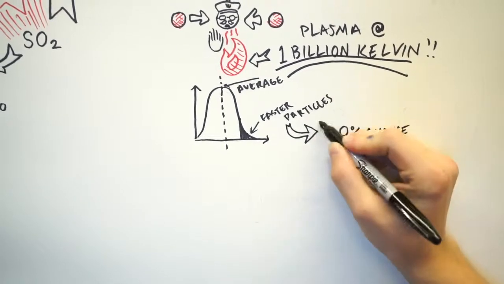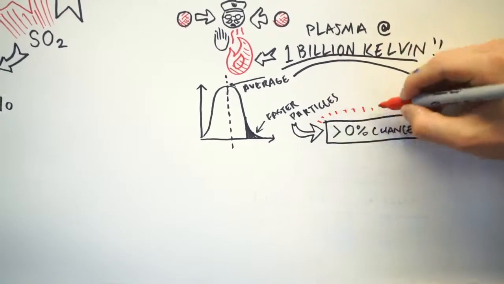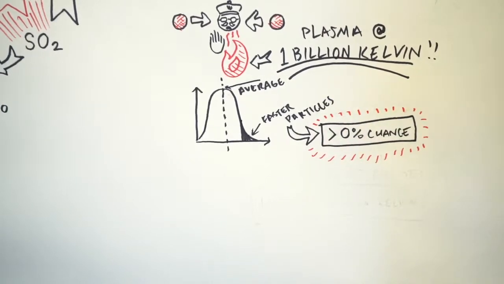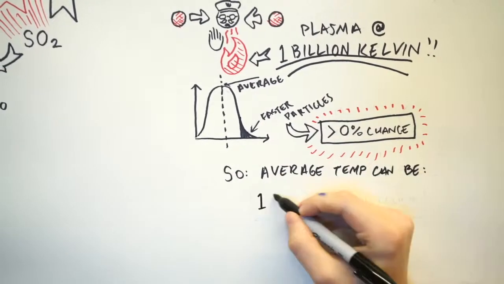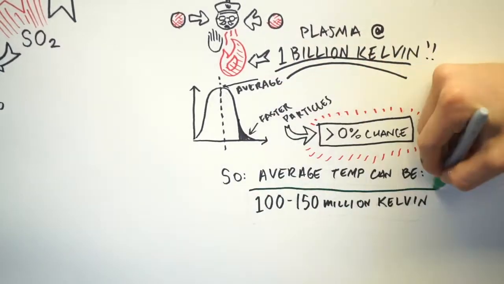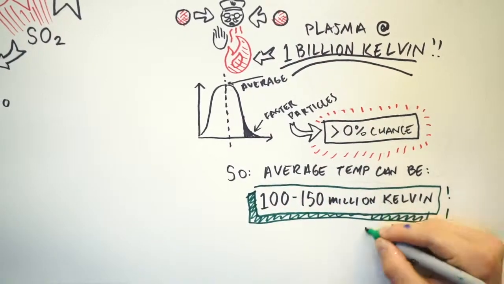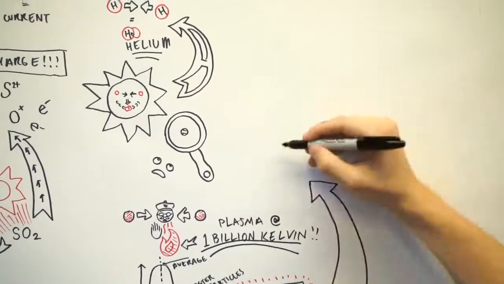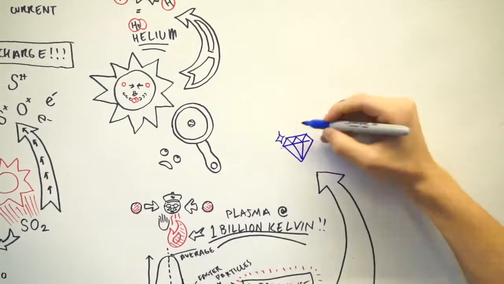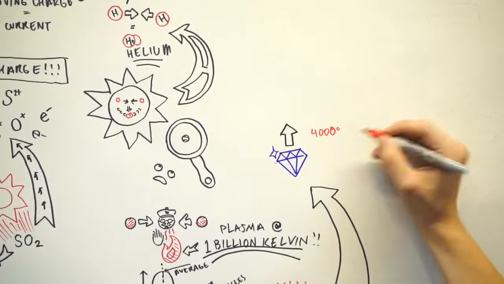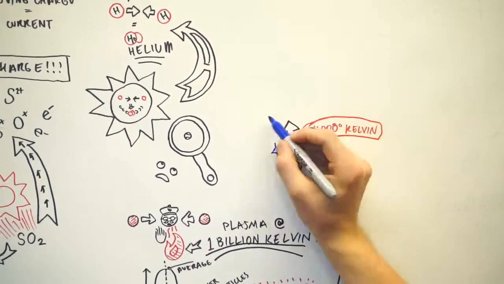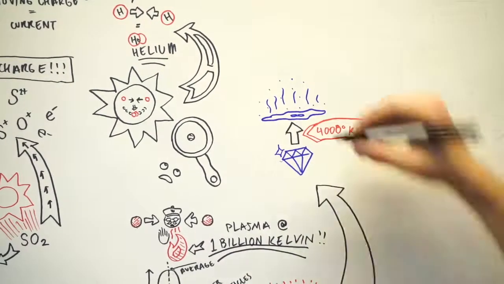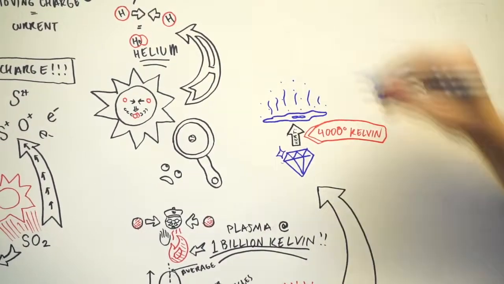There is a greater than 0% chance of achieving fusion, so the average temperature need only be 100 to 150 million degrees Kelvin for nuclear fusion to occur. Yet this is still an incredibly high temperature. In comparison, a diamond will liquefy at 4,000 degrees Kelvin, a factor of 37,500 less.